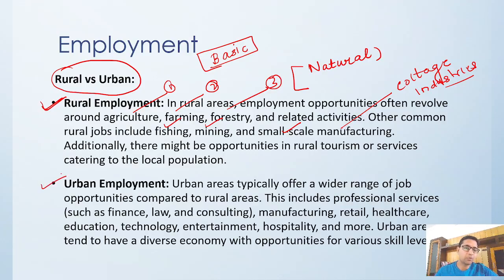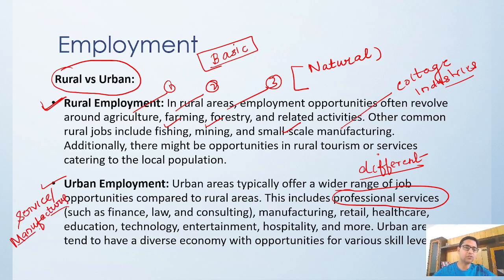Then we have urban employment. That means they have a totally different set of work, and normally urban employment is also sometimes called professional service employment. Mainly they are dealing with the service sector and manufacturing, the manufacturing of goods, and services like finance, law, consulting, retail, healthcare, education, and technology. All these are called urban employment giver jobs, right?